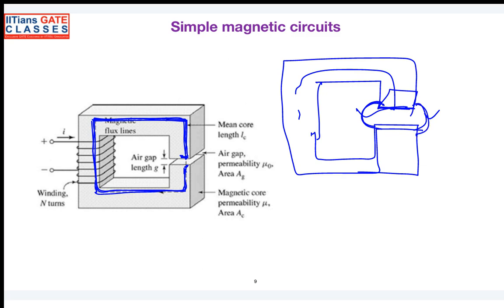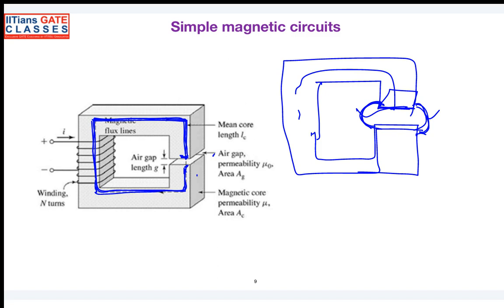But ideally, if you are neglecting the fringing effects, the area of the air gap and the area of the core remain the same, so we can consider them equal while solving problems. While solving problems, they will always give that the fringing fields can be neglected, and in that case you can consider them the same. Or they will clearly give in the problem the area of the air gap and the area of the core. Both they will give.